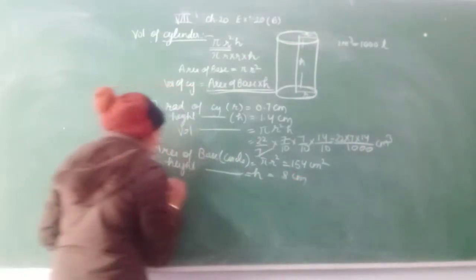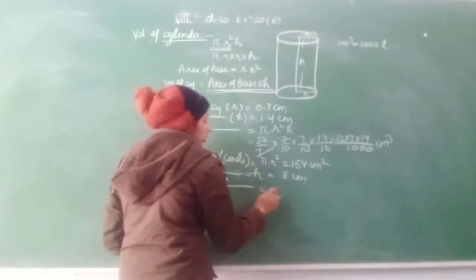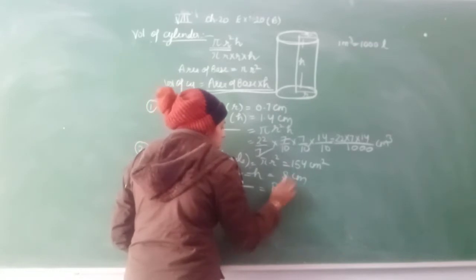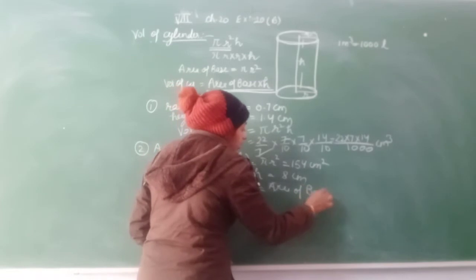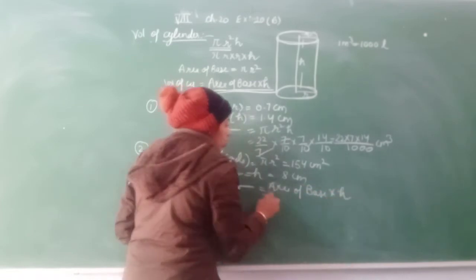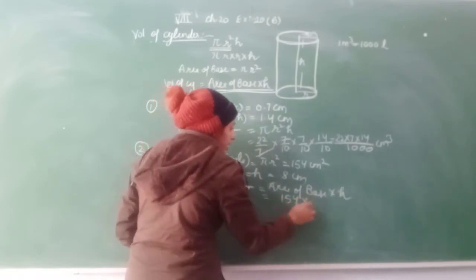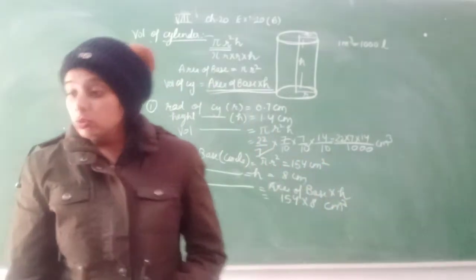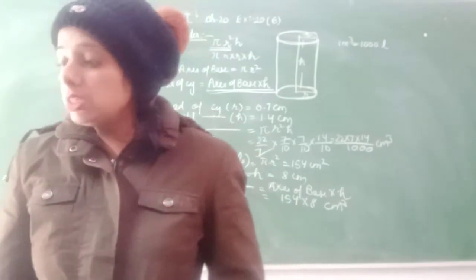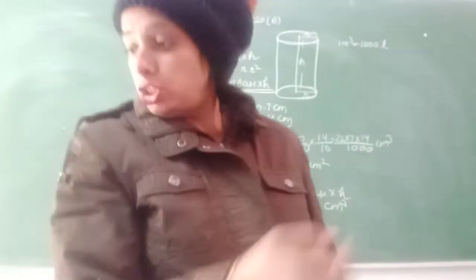How will you get the volume? The volume of the cylinder will be the area of the base multiplied by height. So you have to multiply 154 by 8 and you will get your answer in centimeter cube. So you have to find the volume of the cylinder by this method. Come to question number 3.